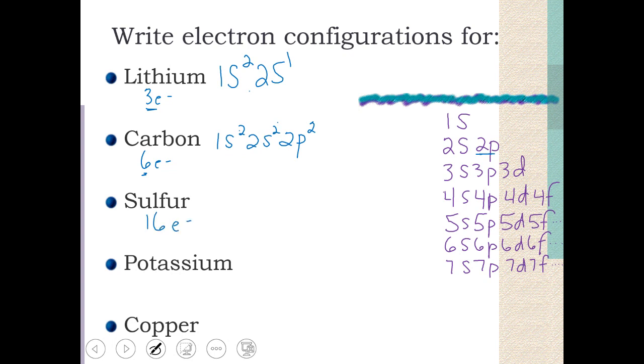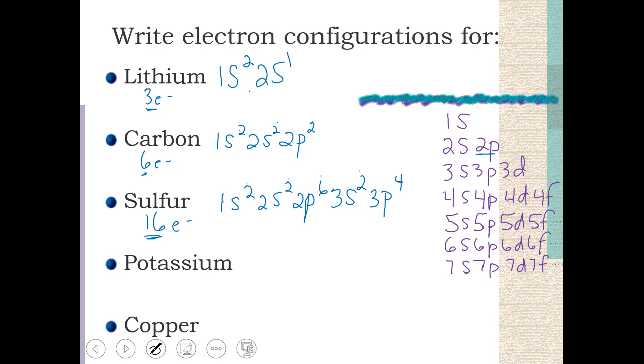Sulfur has 16 electrons. So you get going and you just count until your little superscripts add up to 16. P, we can fill it into 6. After the 2p, there is no more sublevels in level 2, so we move to level 3. At this point, we're up to 2, 4, plus 6 is 10, and 12. We need 4 more to get up to 16.